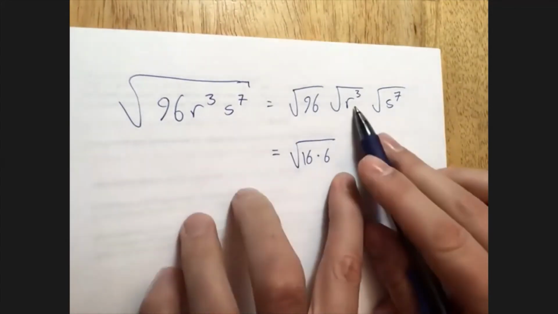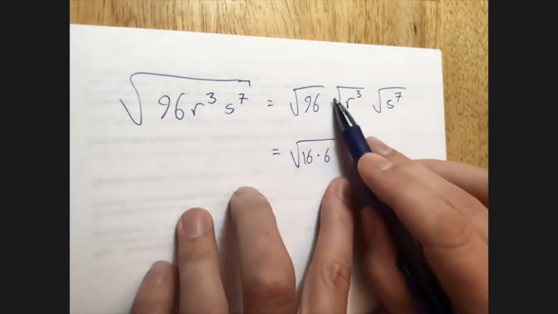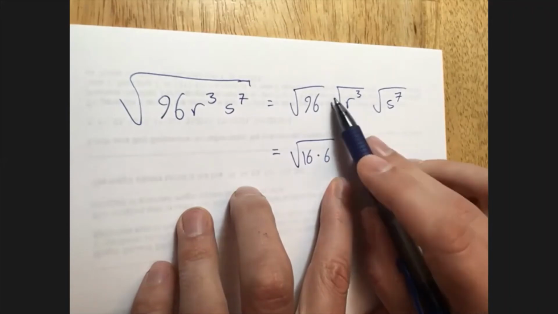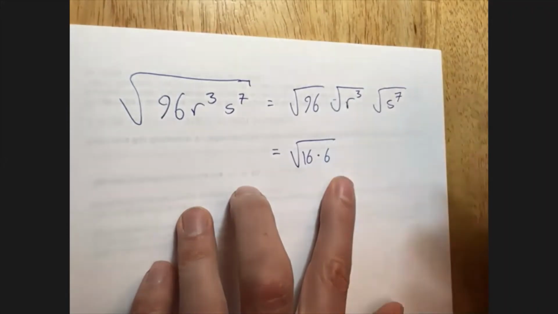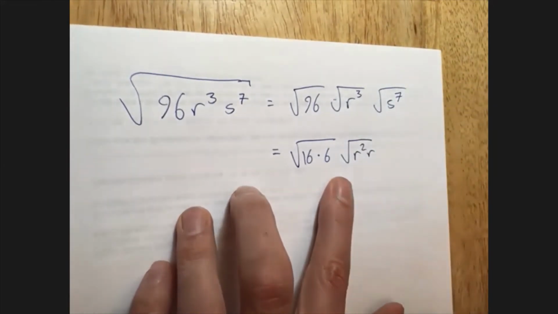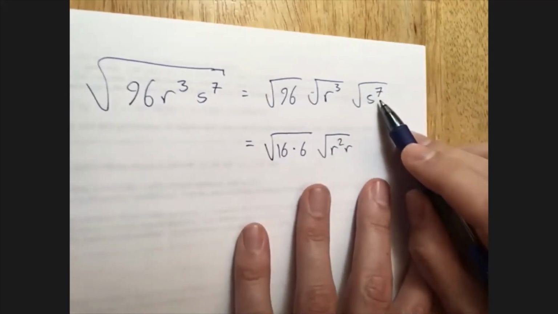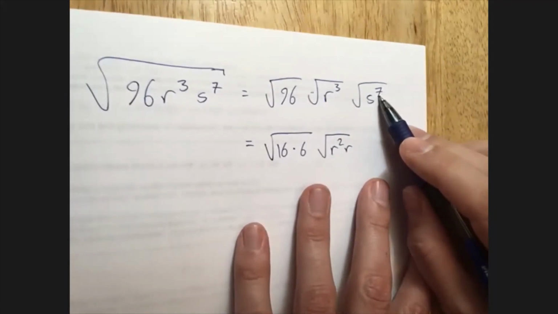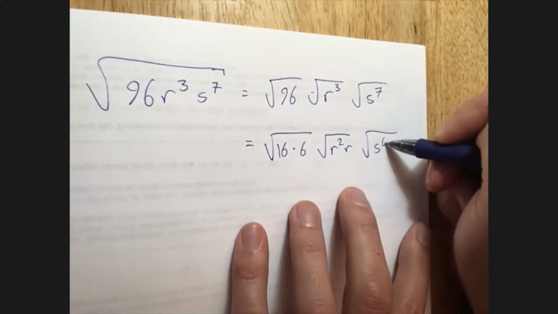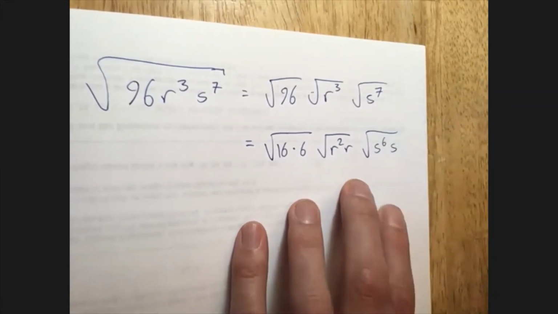Now let's go to the r cubed. Here I'm taking the square root, so I want to find the largest exponent that's less than 3 that's divisible by 2. So that's just 2. So this I'm going to write as r squared times r. And here I want to find the largest exponent that's less than 7 that's divisible by 2, which is 6. So that's s to the 6 times s.